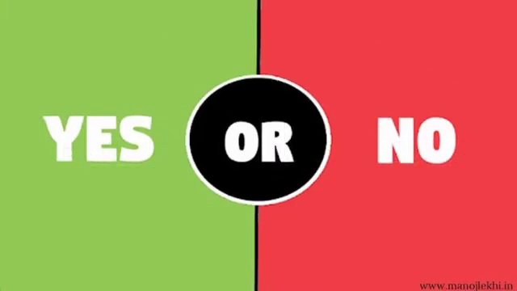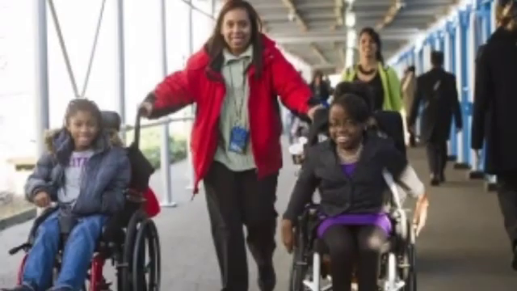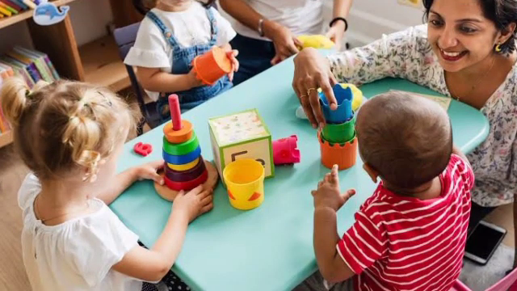Exercise B. Yes or no. Question number 1. People with disabilities want to be treated just like you. Dash. Say yes or no. The answer is yes.